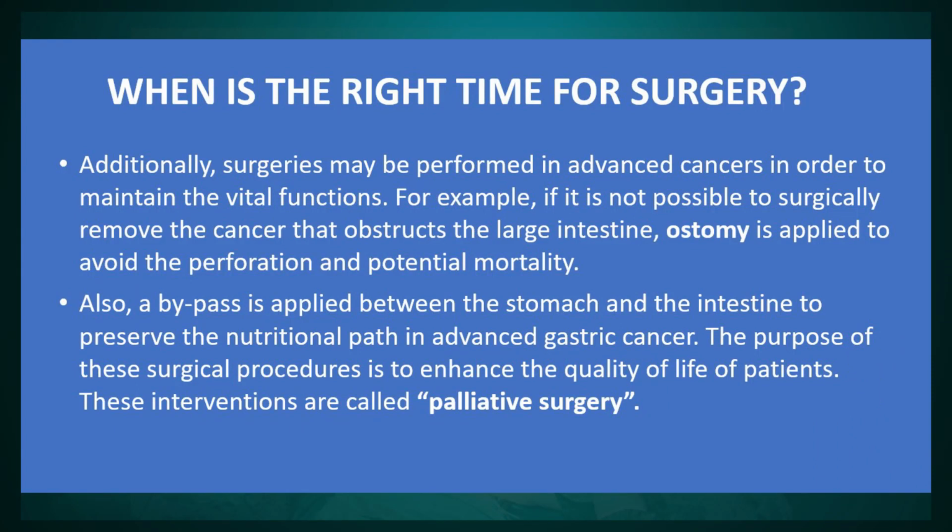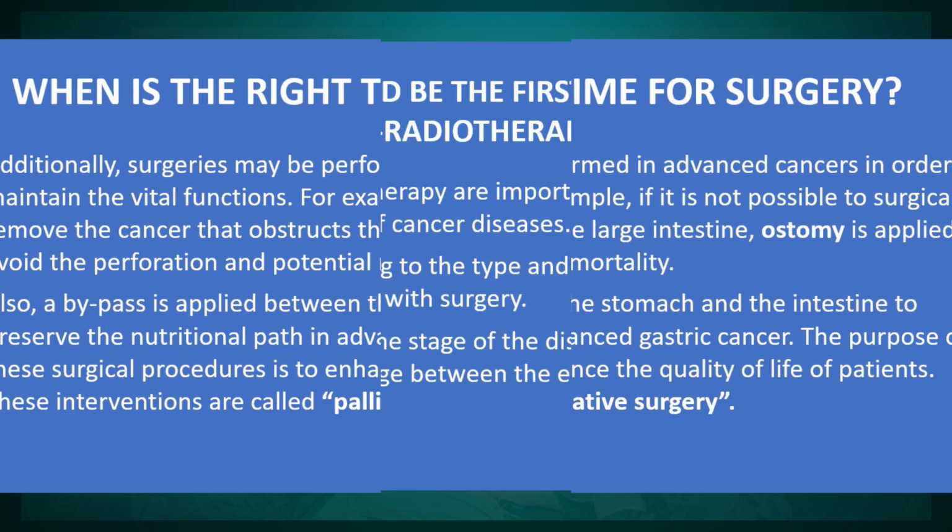Additionally, surgeries may be performed in advanced cancers in order to maintain the vital functions. For example, if it is not possible to surgically remove the cancer that obstructs the large intestine, an ostomy is applied to avoid perforation and potential mortality. Also, a bypass is applied between the stomach and the intestine to preserve the nutritional path in advanced gastric cancer. The purpose of these surgical procedures is to enhance the quality of life of patients. These interventions are called palliative surgery.